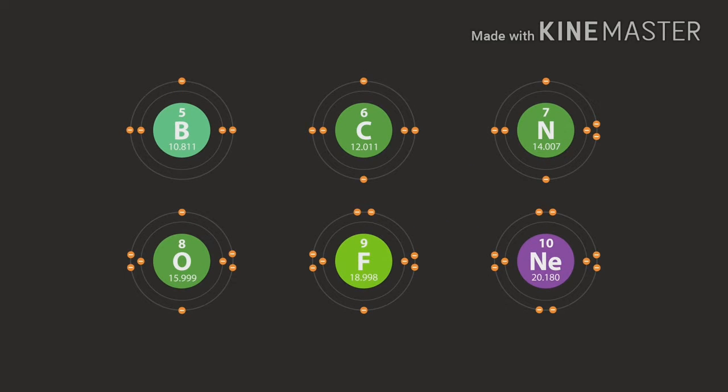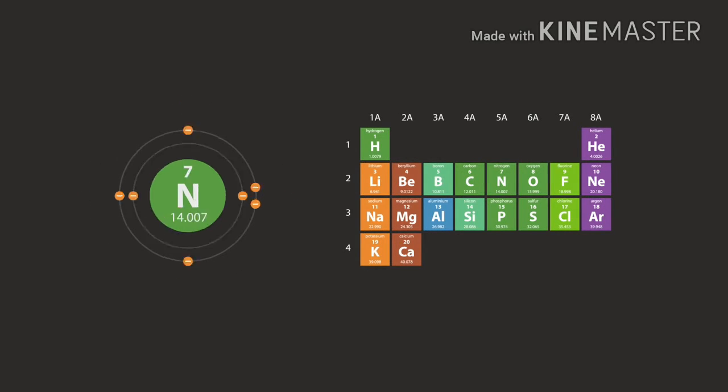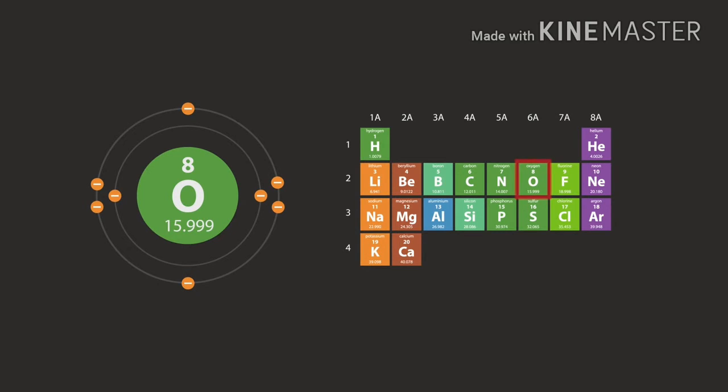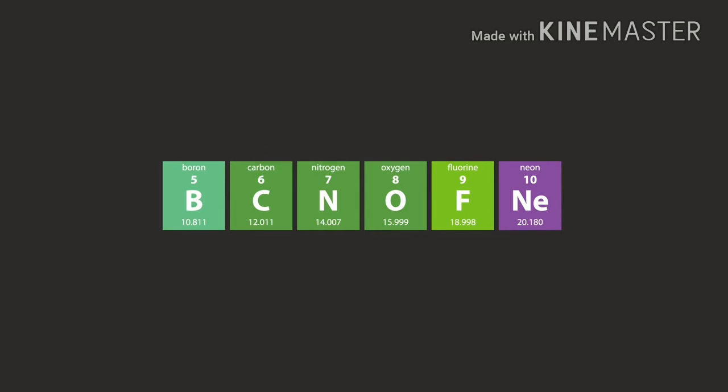Now notice that the atoms for all elements in the second period have 2 electron shells. You will also notice that the number of valence electrons, that is, the electrons occupying the outermost shell, correspond to the group number. For instance, let us have a look at nitrogen. Nitrogen is in group 5 and has 5 valence electrons. Oxygen is in group 6 and has 6 valence electrons. So moving from left to right in the periodic table, the number of electrons in valence shells increases by 1 electron. Are you ready for the next exercise?